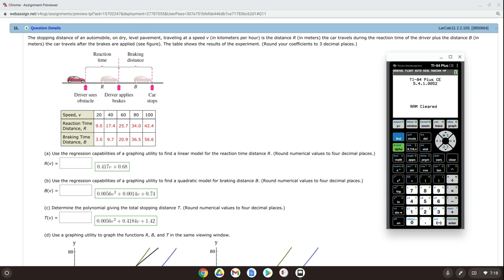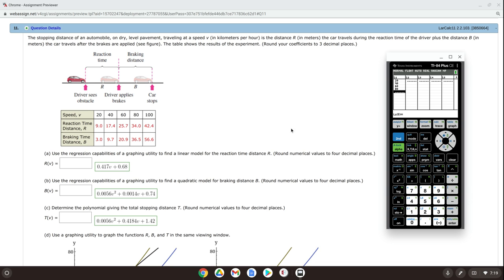You're going to remember these steps, maybe from Algebra 2 or Algebra 1. What we're going to do is go into Stat and edit our lists. Our lists are blank. First, under L1, I'm going to put our speeds. So 20, 40, 60, and 80.